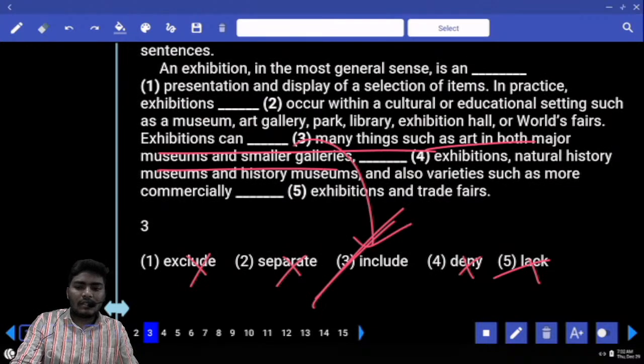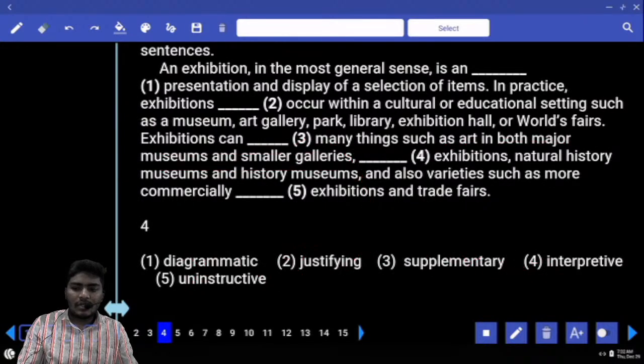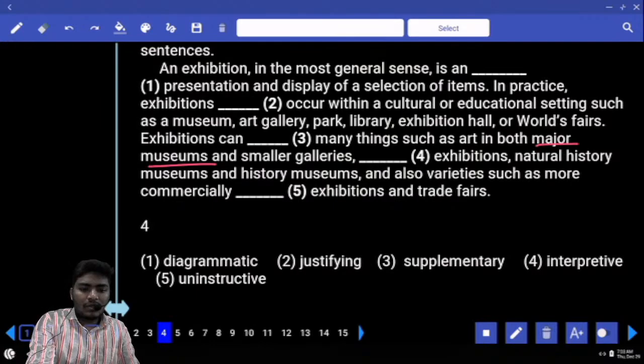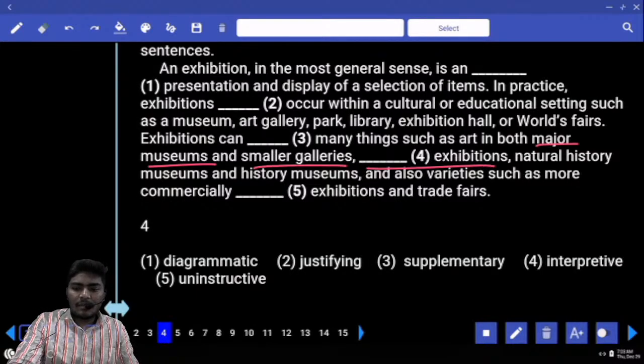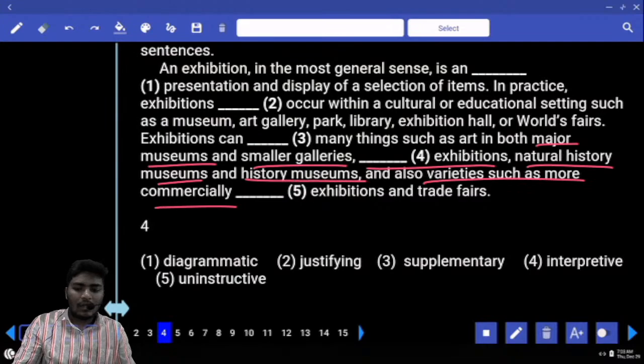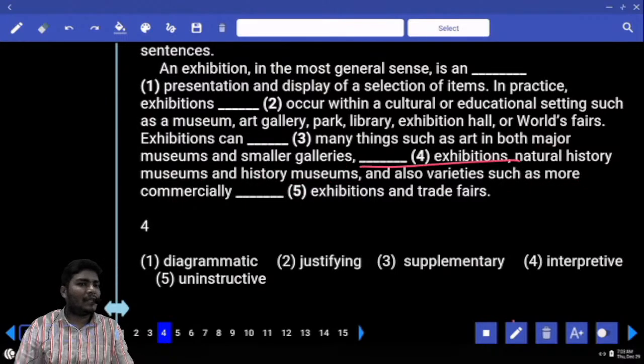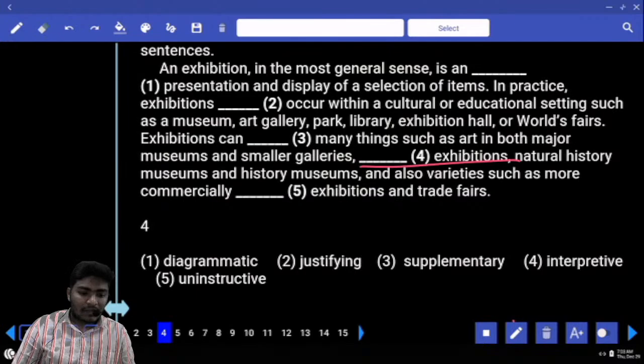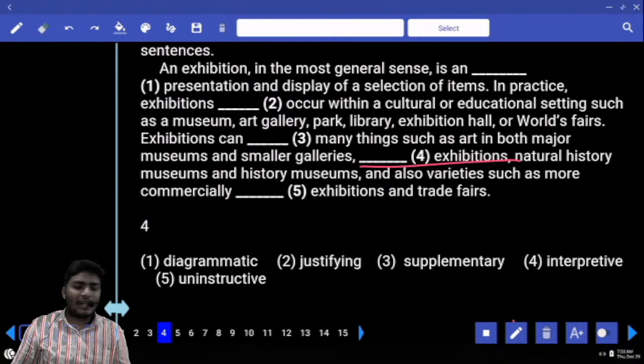It includes many things such as art in both major museums and small galleries. Dash exhibitions, natural history museums and history museums. So we are speaking about types of museums here. Major museums and small galleries, dash exhibitions, natural history museums, and also history museums, and also varieties such as more commercial dash exhibitions. Now in this case, we need to get one type of exhibitions. Diagrammatic exhibition, justifying exhibition, supplementary exhibition, interpretative exhibition, and instructive exhibition. What can be your answer?